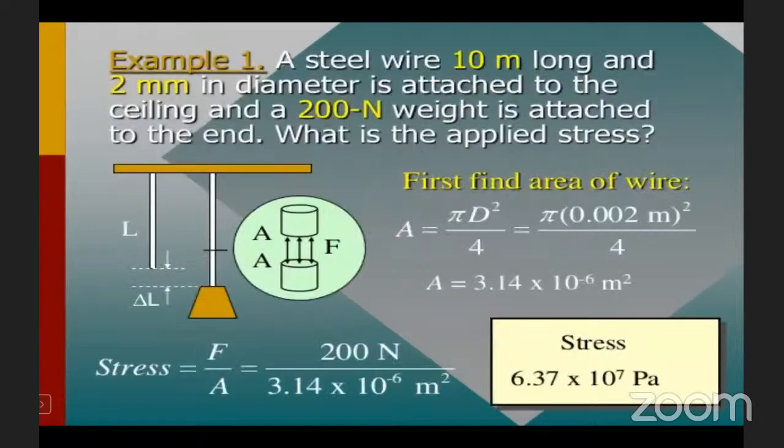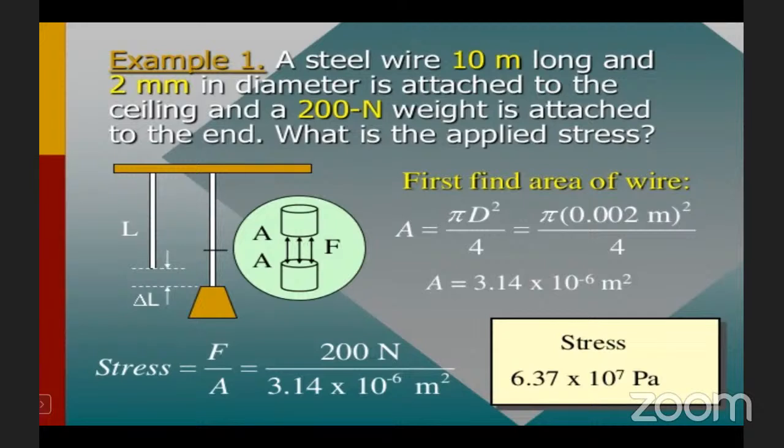Now see here, stress and strain, and longitudinal strain. Let's give an example problem. See here the problem question. A steel wire 10 meters long and 2 millimeters in diameter is attached to the ceiling and a 200 newton weight is attached to the end. What is the applied stress? That is what the question is asking.